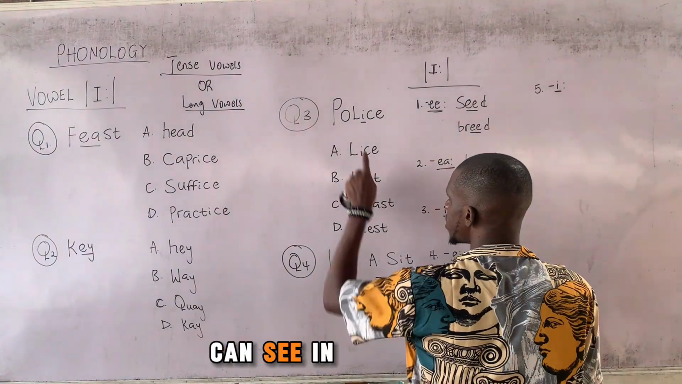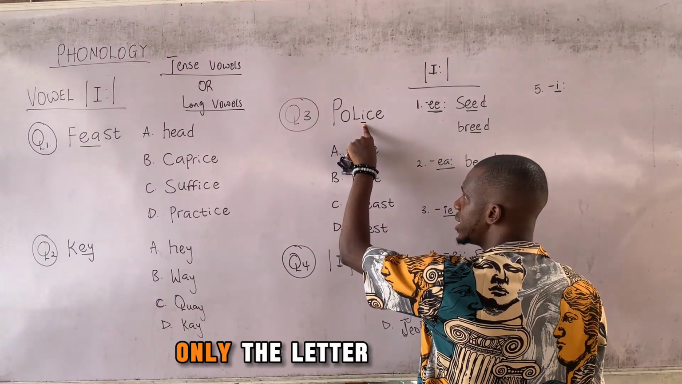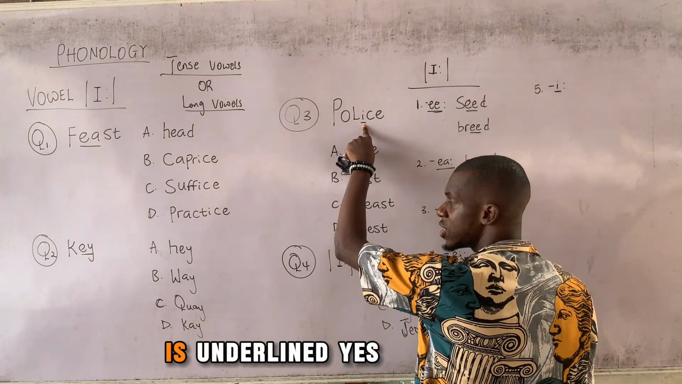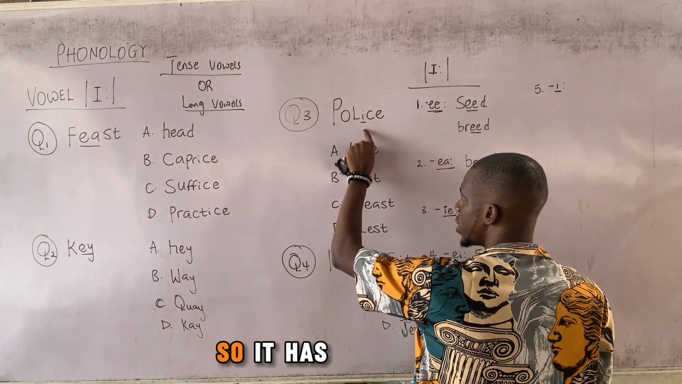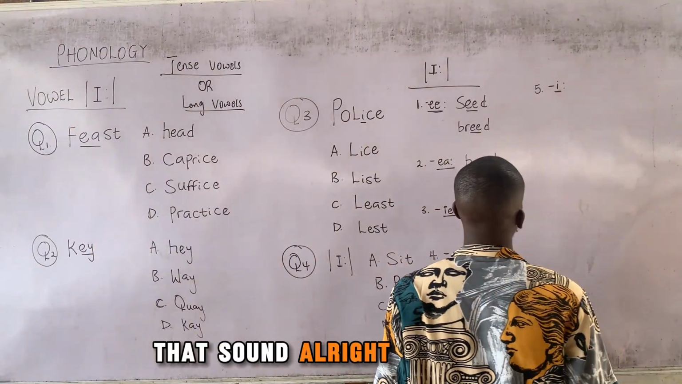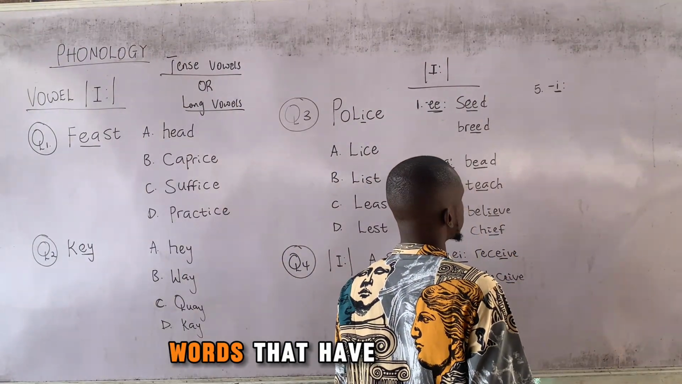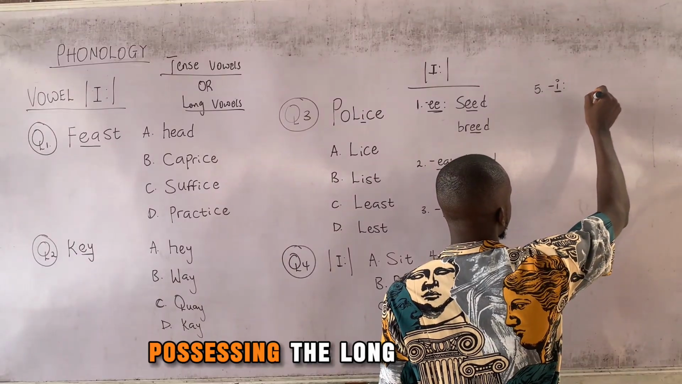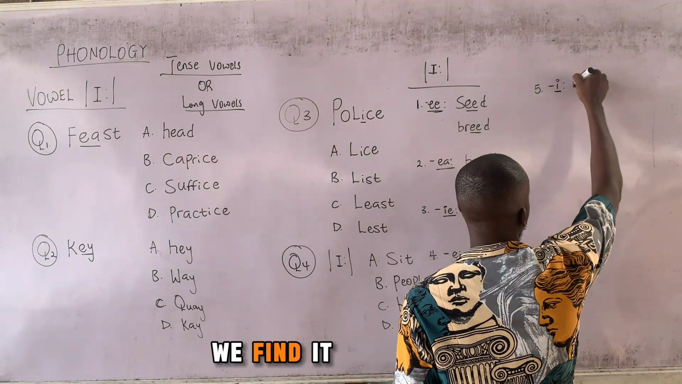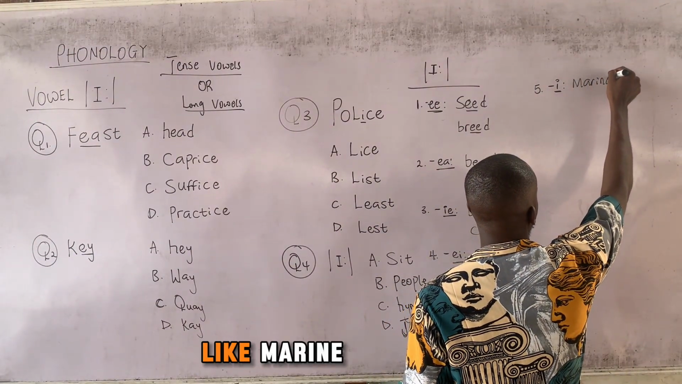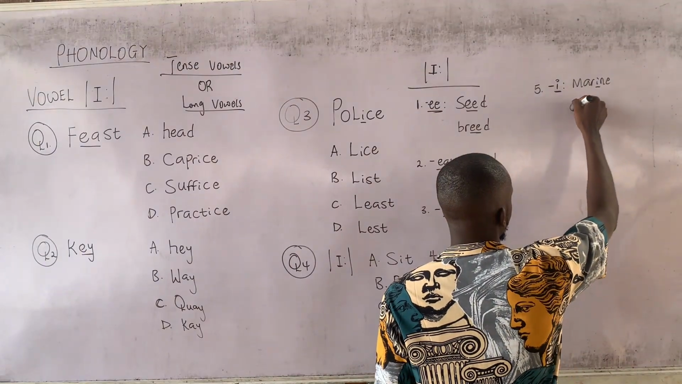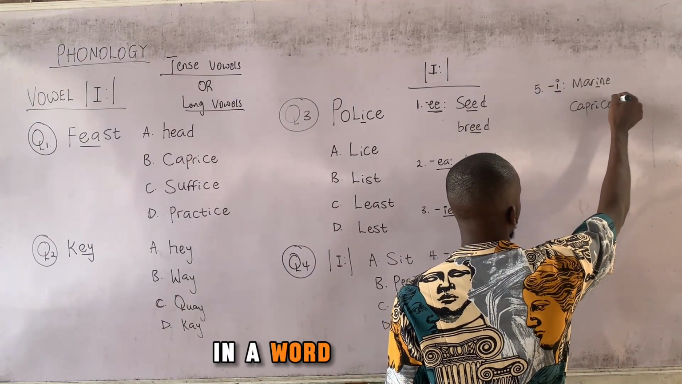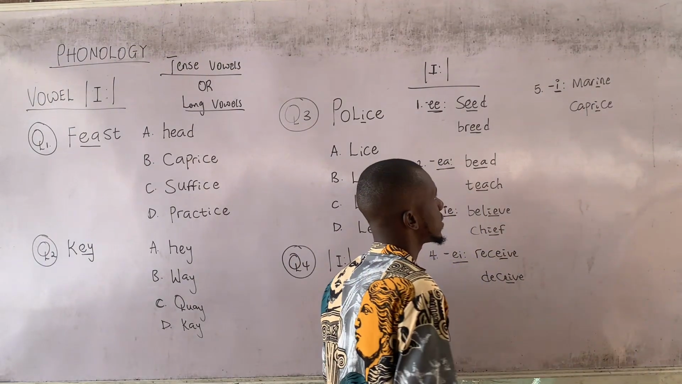Just as you can see in this question, only the letter I in the word police is underlined. Yes, so it has that sound. All right. So let's see other examples of words that have the letter I possessing the long E sound. We find it in a word like marine. We find it in a word like caprice.